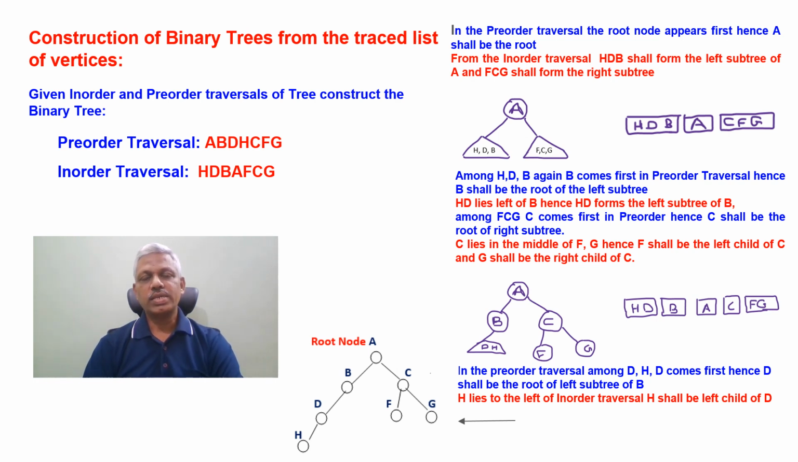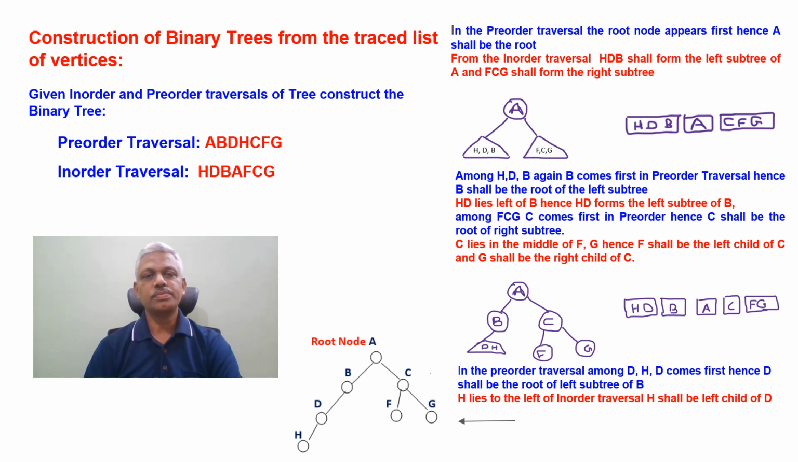Now, when it comes to HDB, again, if you compare the vertices appearing in the pre-order traversal, B comes first. So B should be the root node for the left subtree, and D and H should become the nodes under B. Again, among D and H, D comes first. So D should be the child of B and H should be the left child of D. This is how we can reconstruct.